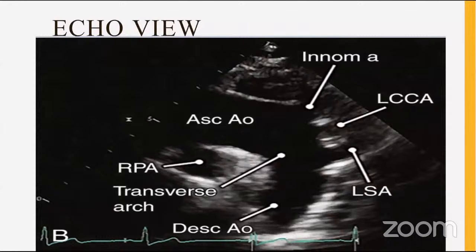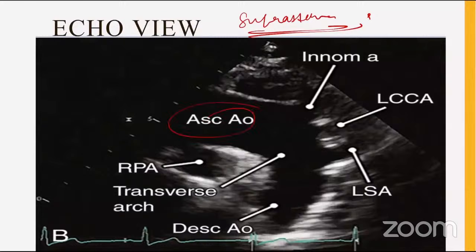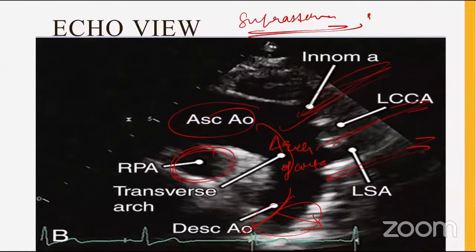This is an echo view showing suprasternal view in which we have this ascending aorta, this arch of aorta, and we have this descending aorta with these branches of arch of aorta, and right pulmonary artery.